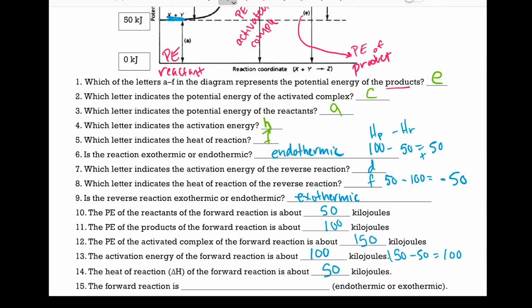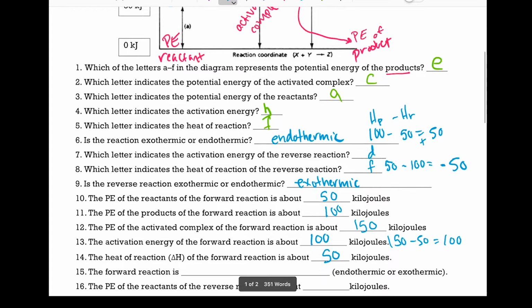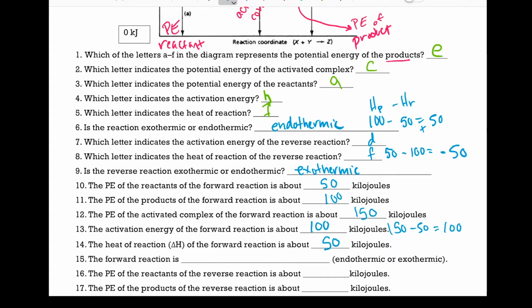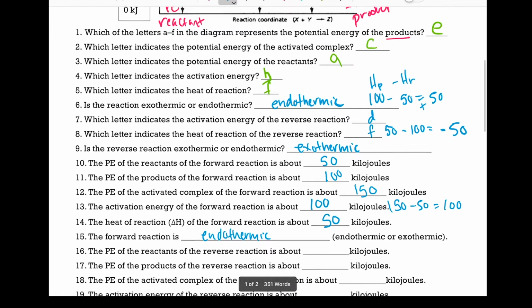That's 50. So again, it's the heat of your products minus the heat of your reactants, which is the same thing as the potential energy of your products minus the potential energy of your reactants. Again, your forward reaction is endothermic because you are ending higher than what you started.